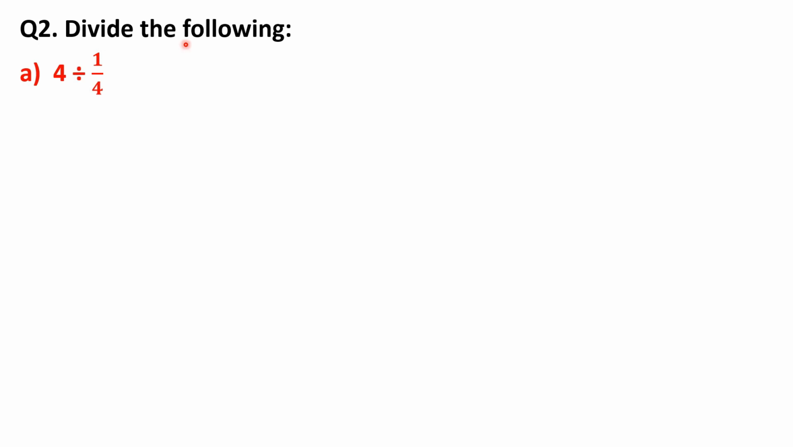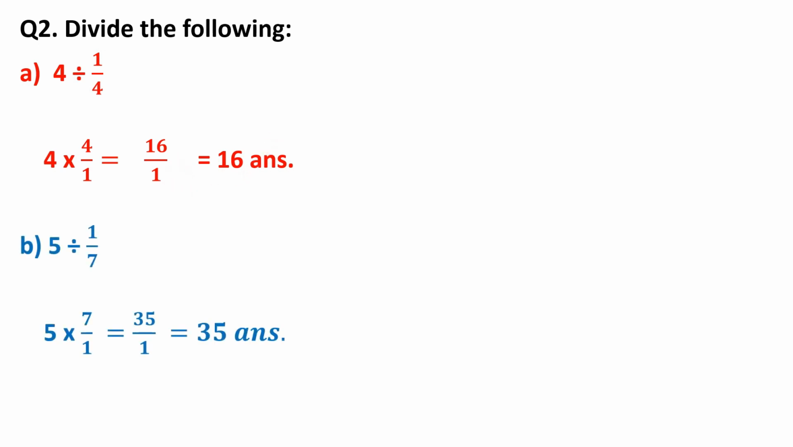Next question, divide the following. 4 divided by 1 by 2. The same thing, children. This time we are not using diagrams. We change the fraction into its reciprocal, and then we solve it. So the reciprocal of 1 by 2 is 2 by 1, and the division sign changes to a multiplication sign. 4 into 2 gives you 8, and 8 by 1 is 8 as the answer.